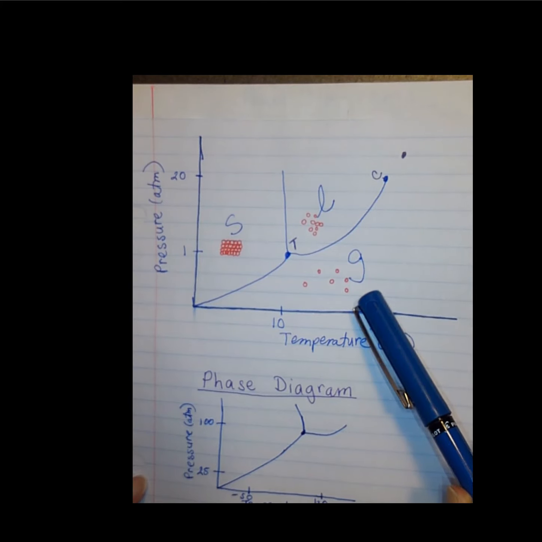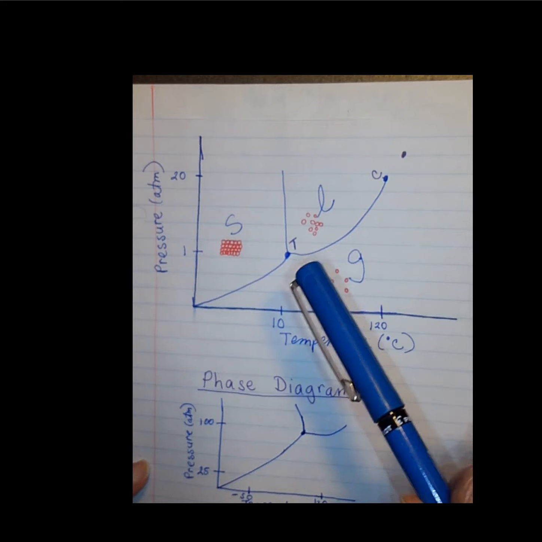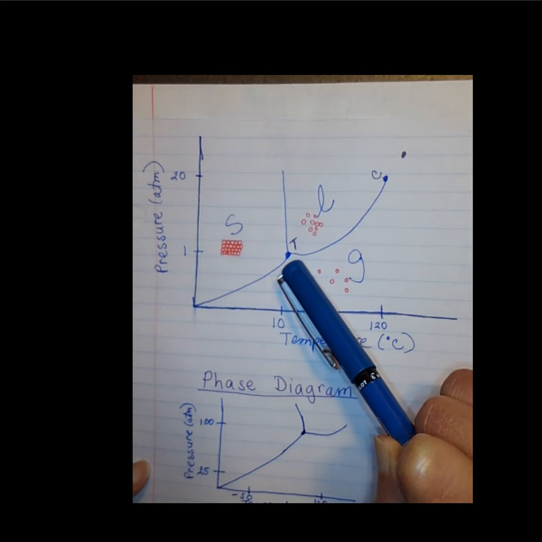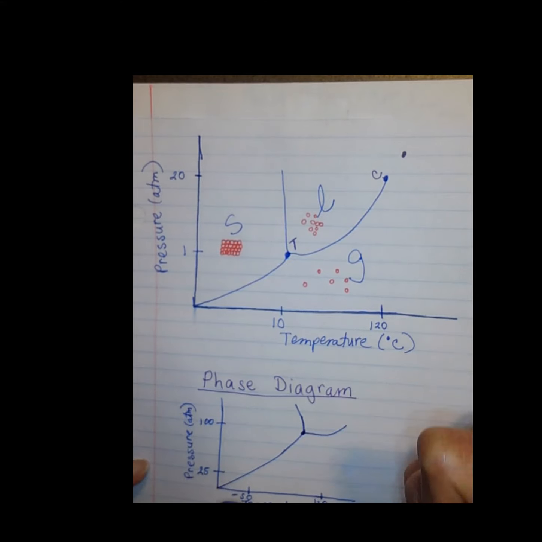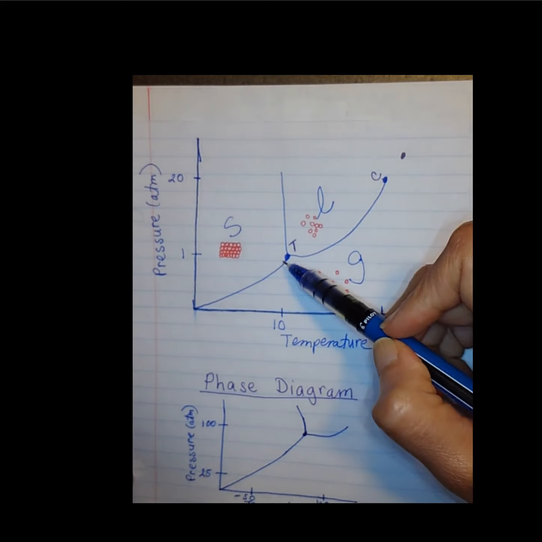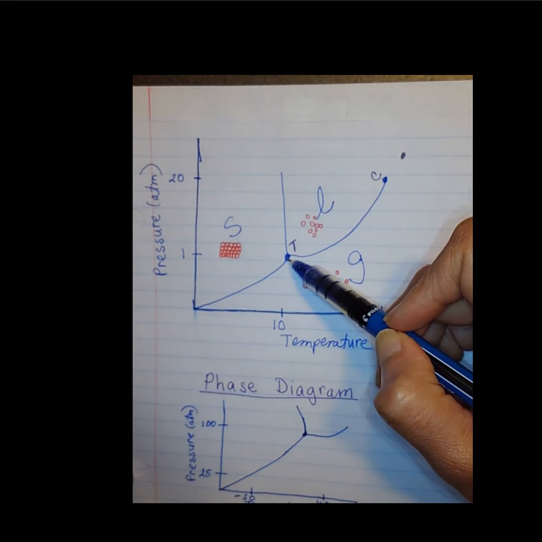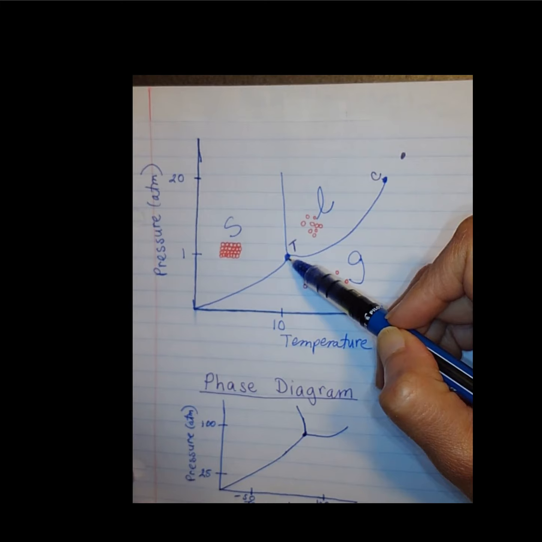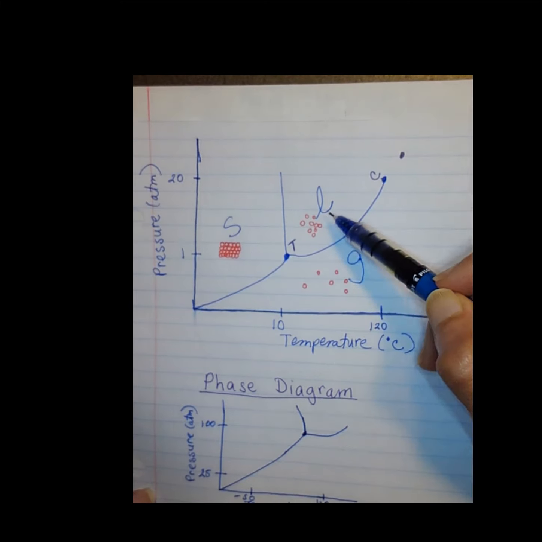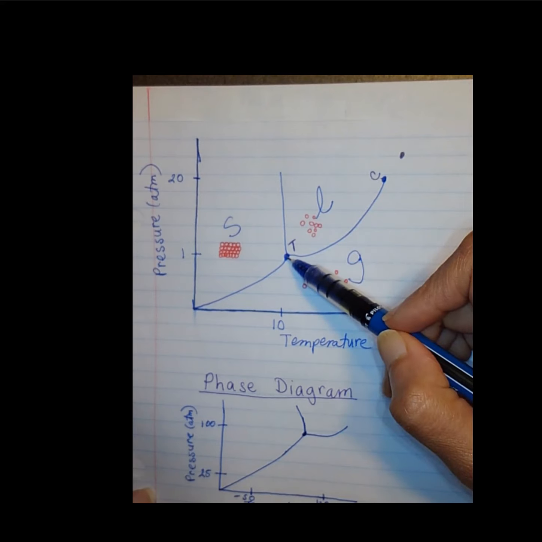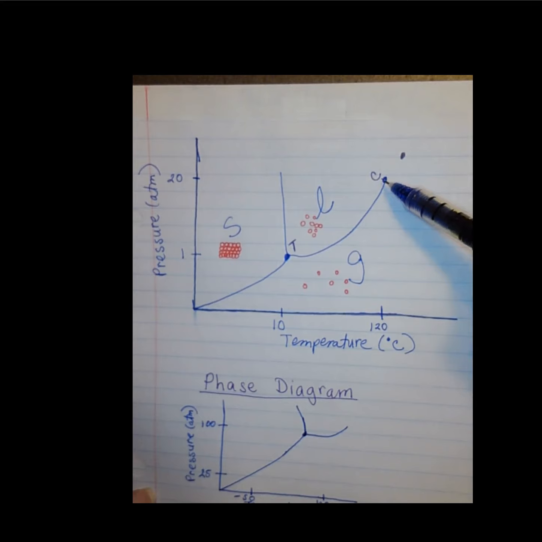There are two points that you need to know for the phase diagram. The first point is called the triple point, and this point right here in the middle where the three lines meet is the point on the phase diagram where the substance is a solid, liquid, and gas all at the same time. The other point that you need to know about is the critical point.